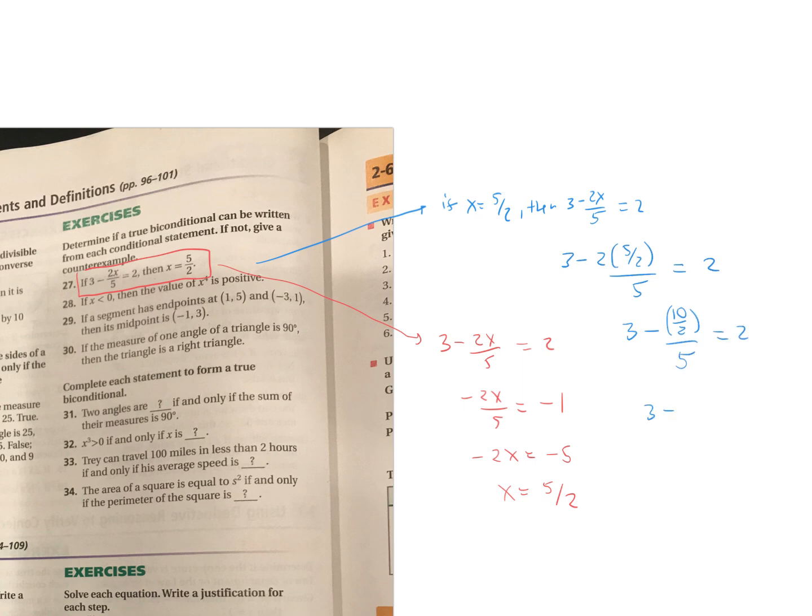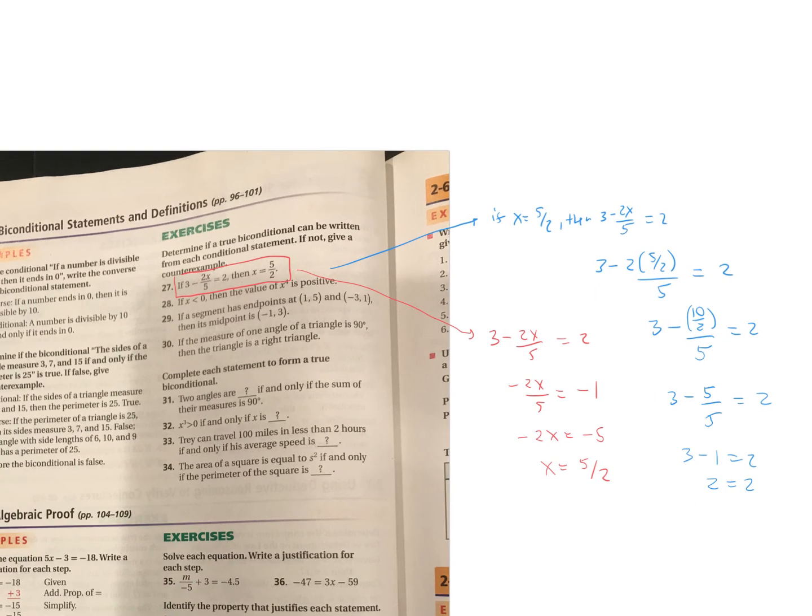So 3 minus 10 over 2 is just 5. So that would be 3 minus 5. So that's 3 minus 5 over 5, and that equals 2. And 5 over 5 is just 1, so that would be 3 minus 1 equals 2. And that is definitely true. 2 equals 2. So we're good to go. So that would be yes.